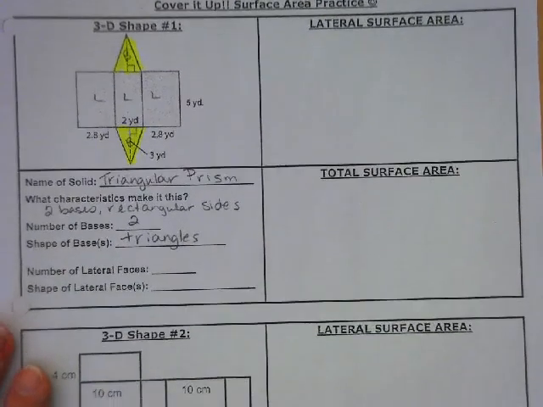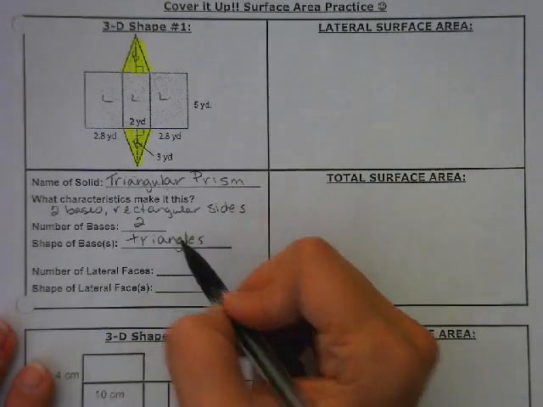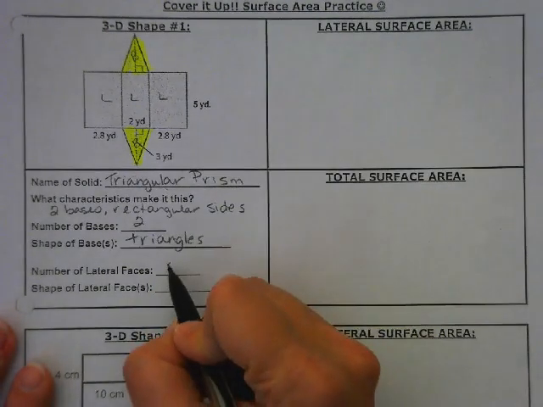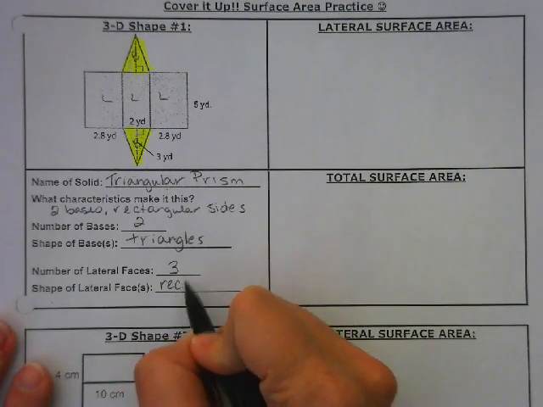All right, number of lateral faces. How many lateral faces are there? 3, because how many sides are on a triangle? 3. What are the shape of those lateral faces? Rectangles. All right.